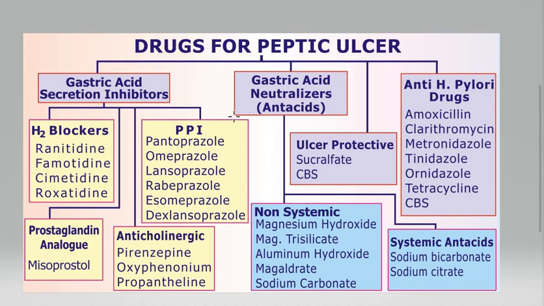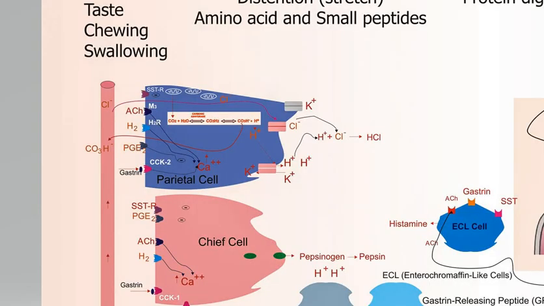Later, I will discuss the drugs used to treat peptic ulcer disease. But for this moment, please look at these four groups of medicines. Acetylcholine is a very important type of neurotransmitter and it binds with M3 receptors present on parietal cells as well as chief cells and increases the calcium ions inside the chief cells as well as parietal cells. As a result, secretion of HCl and pepsin is increased.